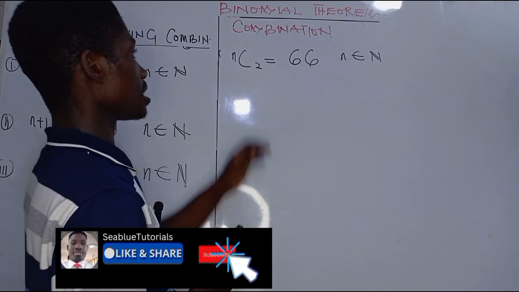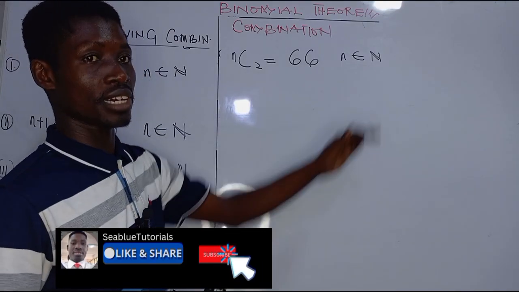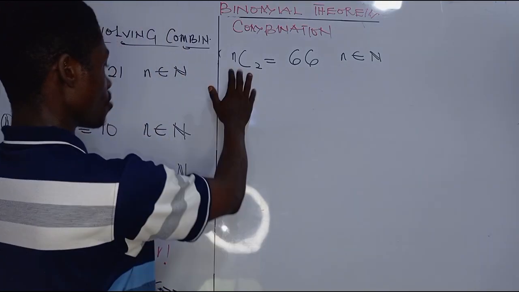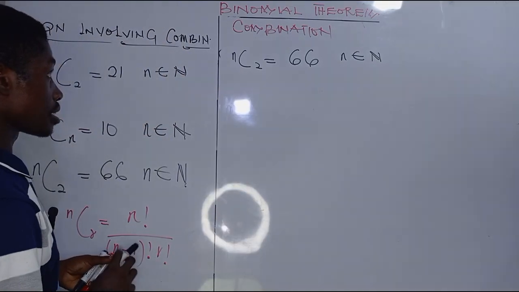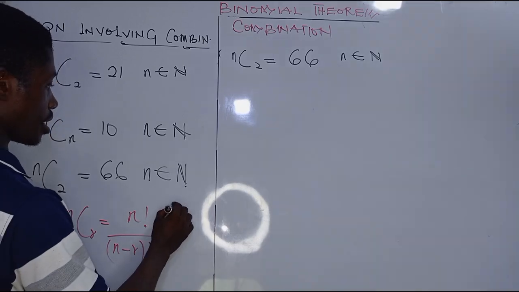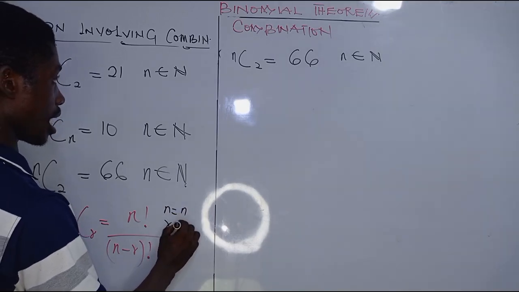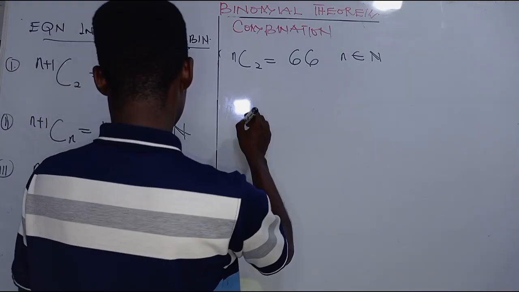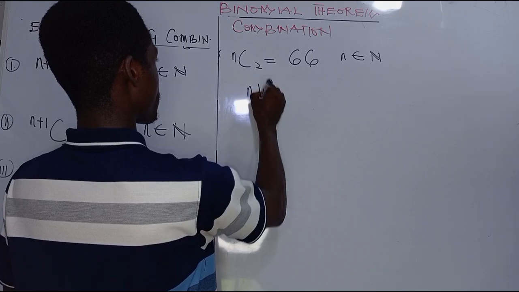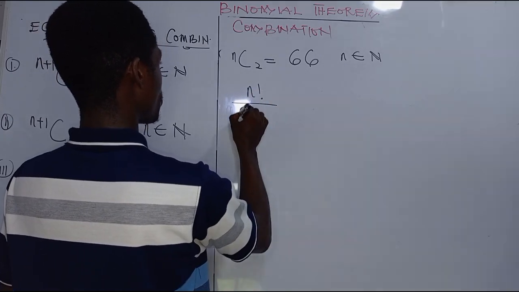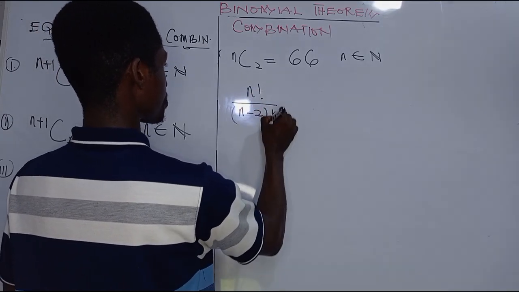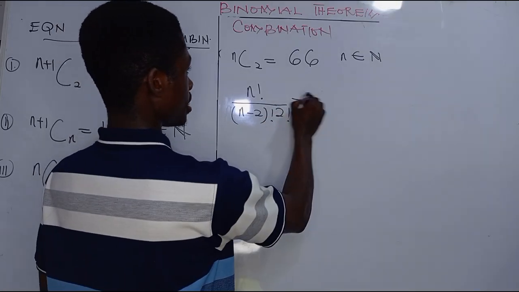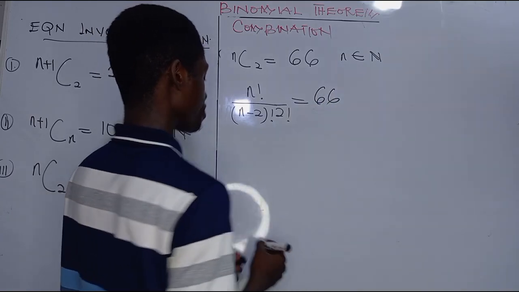So we have n combination 2, which is equal to 66. We have to find the value for n, and that n might be a natural number. So from this, our n is equal to n, and r is equal to 2. So we are just going to substitute this in the formula. So we have n factorial all over n minus 2 factorial 2 factorial, and this is equal to 66.